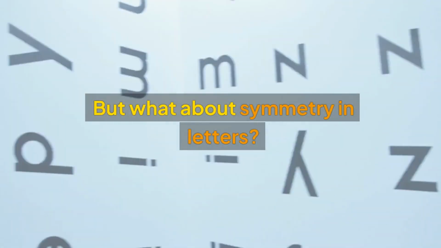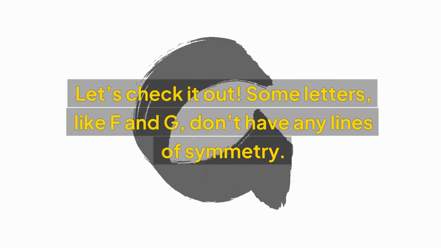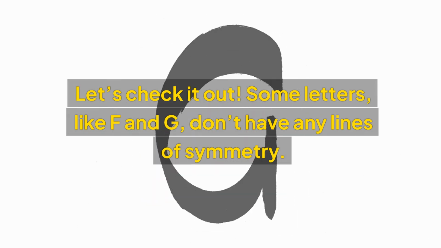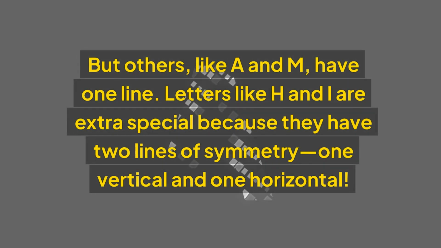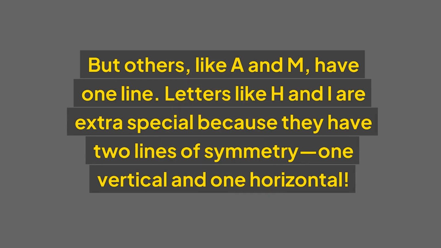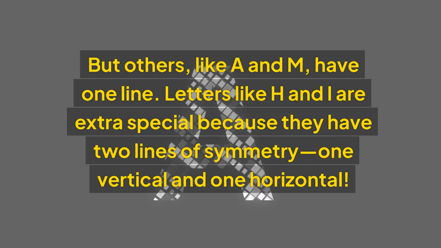But what about symmetry in letters? Let's check it out. Some letters, like F and G, don't have any lines of symmetry. But others, like A and M, have one line. Letters like H and I are extra special because they have two lines of symmetry, one vertical and one horizontal.